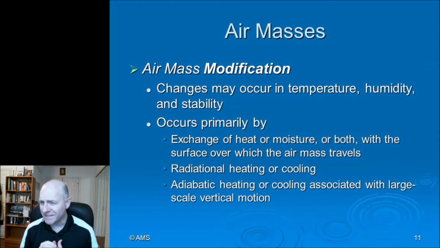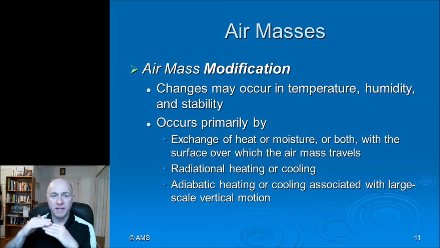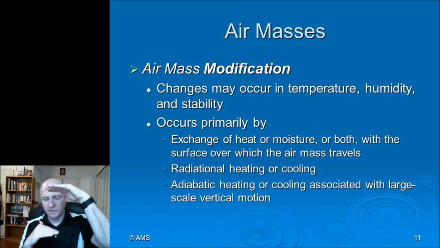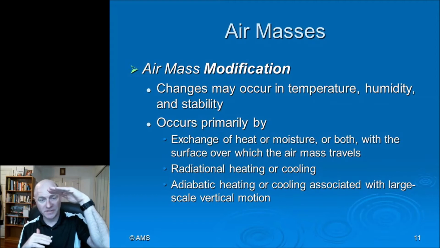The air masses aren't static, though. Of course, they're moving around, so they do modify. There are changes in humidity and temperature and the stability of the air masses. Remember, by stability, we mean how the temperature changes vertically. If something is warm above, cold below, that's very stable.